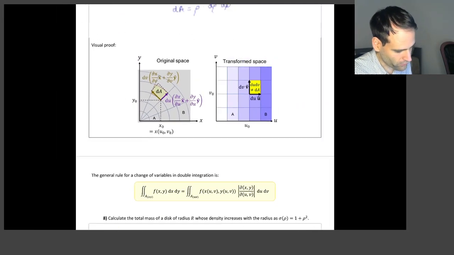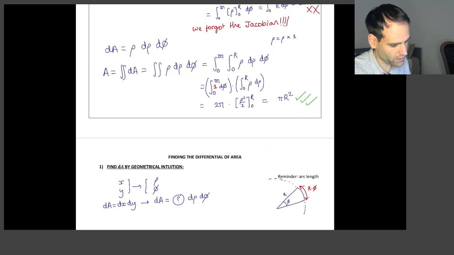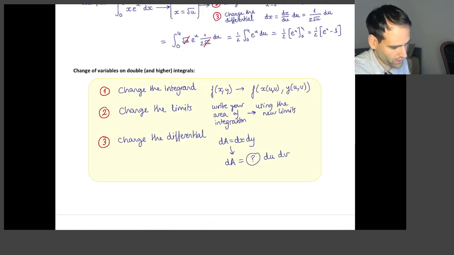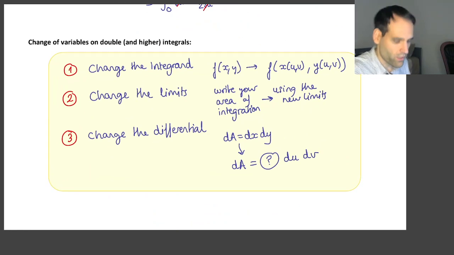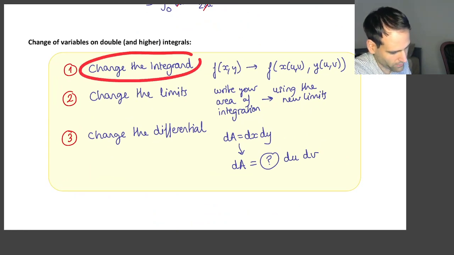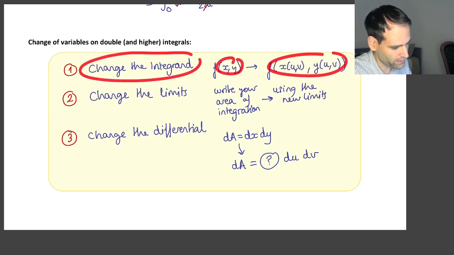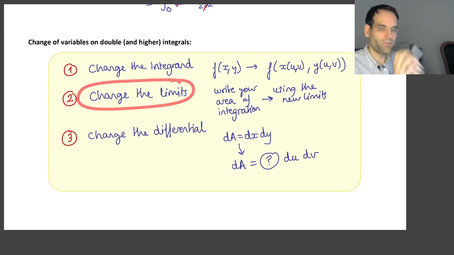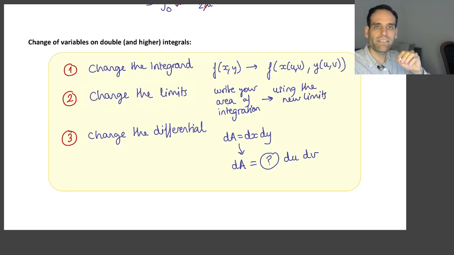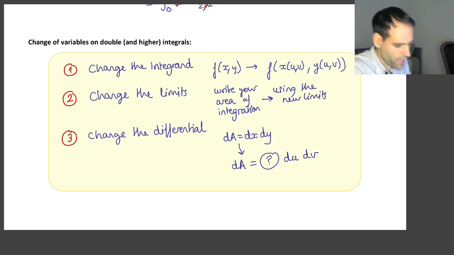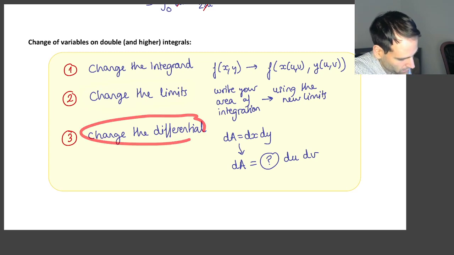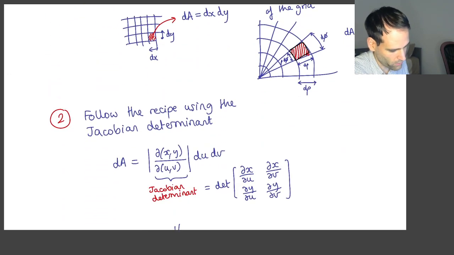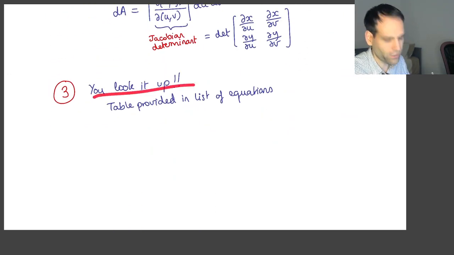Remember in 2 dimensions, when we were doing integrals, for example, in polar coordinates, that was very easy to do, right? And we just had to do 3 things. We had to change the integrand from xy into polar coordinates, so for example rho and phi. We had to change the limits, so for example if we were integrating on a disk, we had to find the limits for rho and for phi. And then we had to change the differential, which there were many ways of doing, by geometrical intuition, following the recipe, or looking it up on a table.